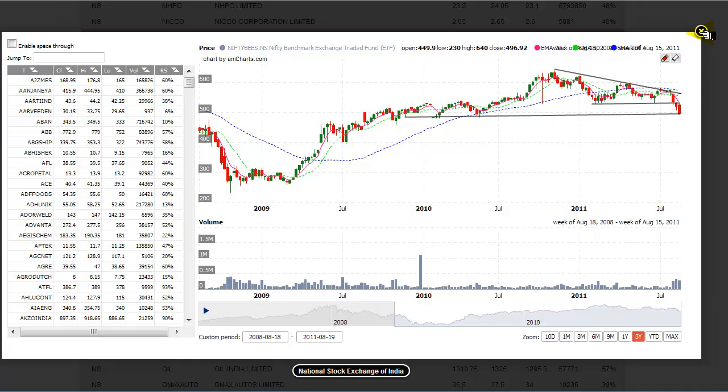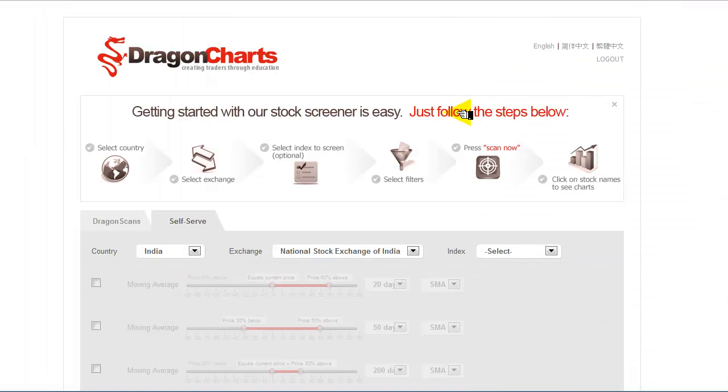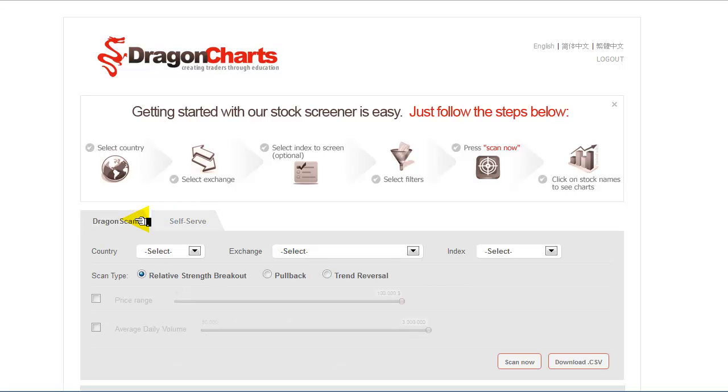So we'll close this window and we'll scroll back up to the top. And there's 2 tabs here, Self-Serve and DragonScans. Now, if the overall market was in an uptrend, the easiest way to find the strongest stocks would be to do a search for a relative strength breakout or a pullback, which you can see here.